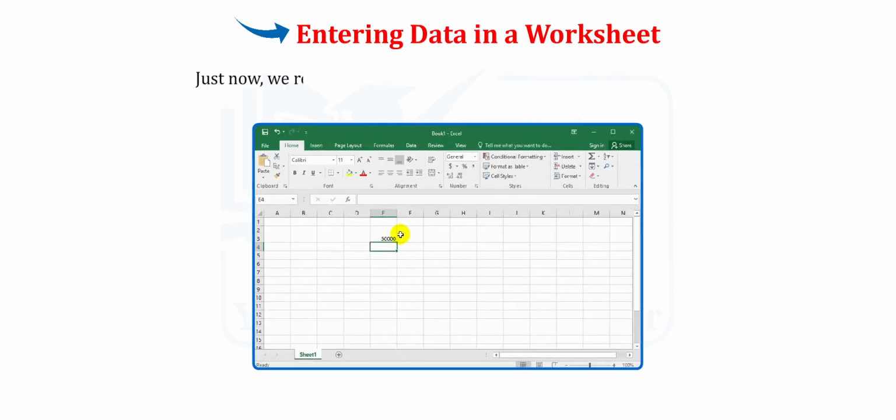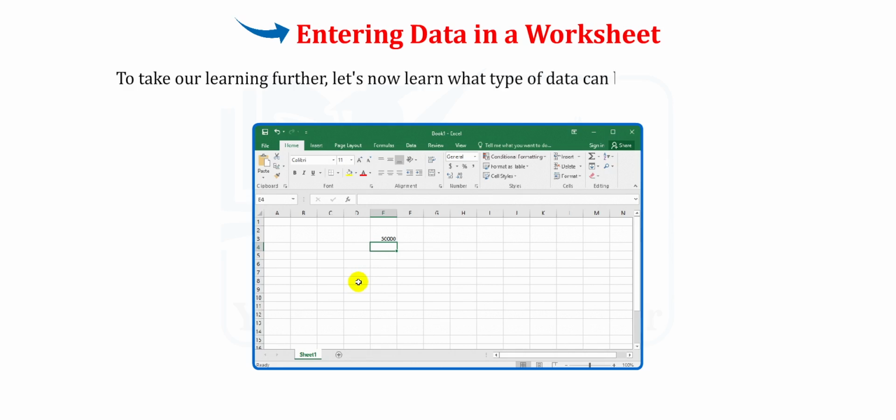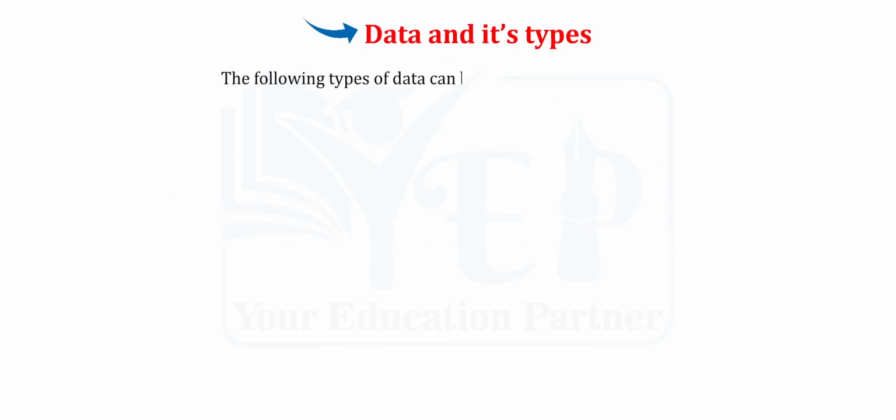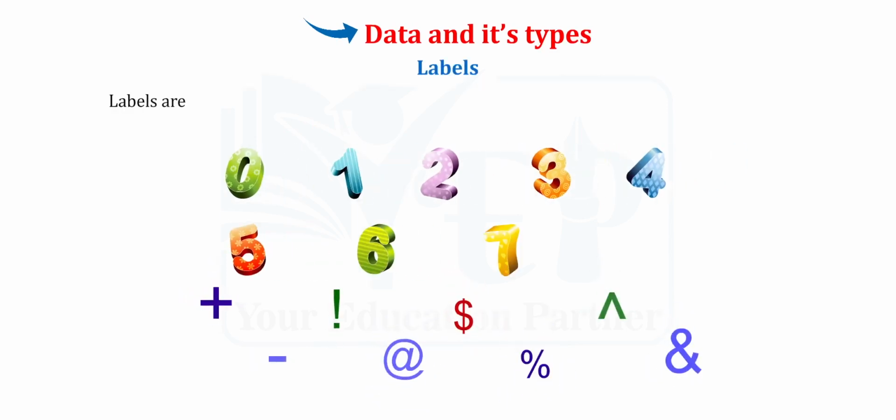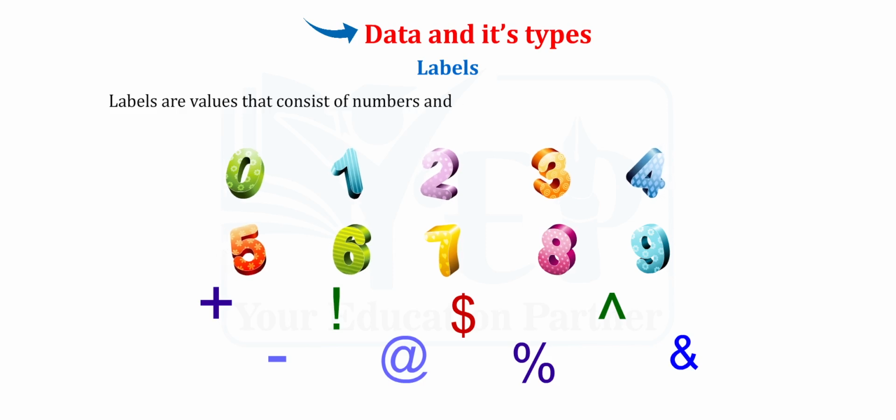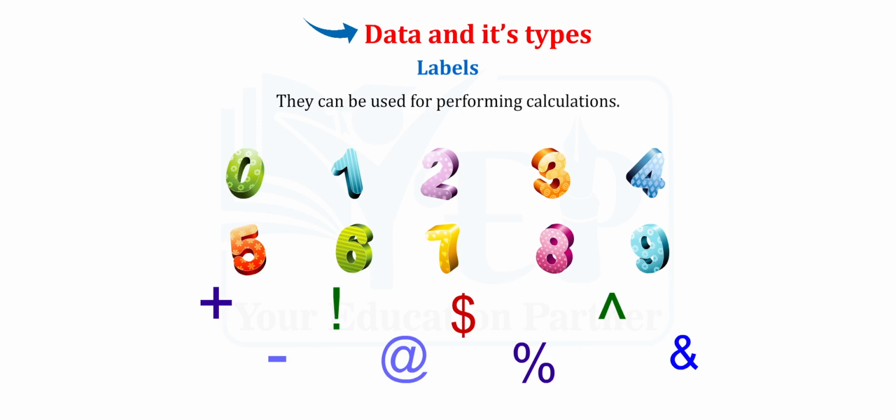Just now, we read that an Excel cell can hold different types of data. To take our learning further, let's now learn what type of data can be stored inside a cell. Data and its types. The following types of data can be entered in an Excel sheet. Labels. Labels are values that consist of numbers and special characters like plus, at, dollar, %, etc. They can be used for performing calculations.